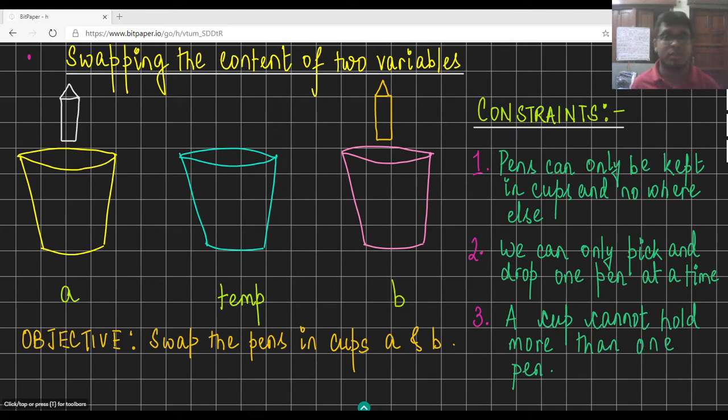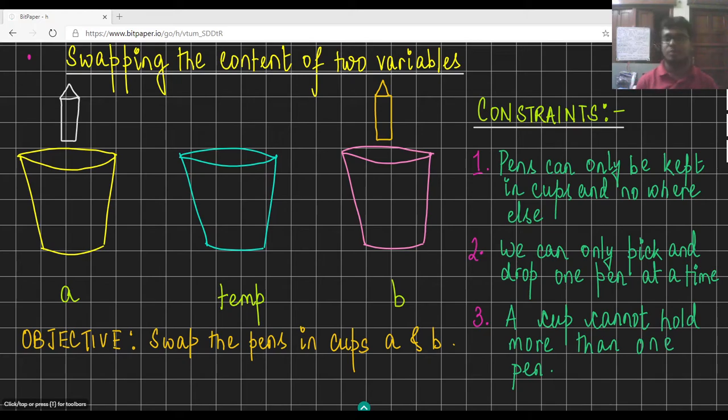Alright, so in this video, we're going to address the first prerequisite. That is, we need to know how to swap the content of two variables. Now, we are going to understand this through a simple example of 3 cups and 2 pens.